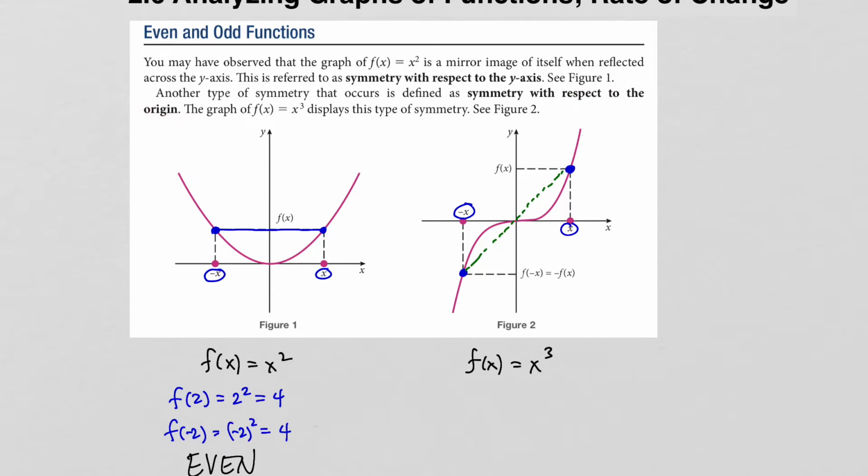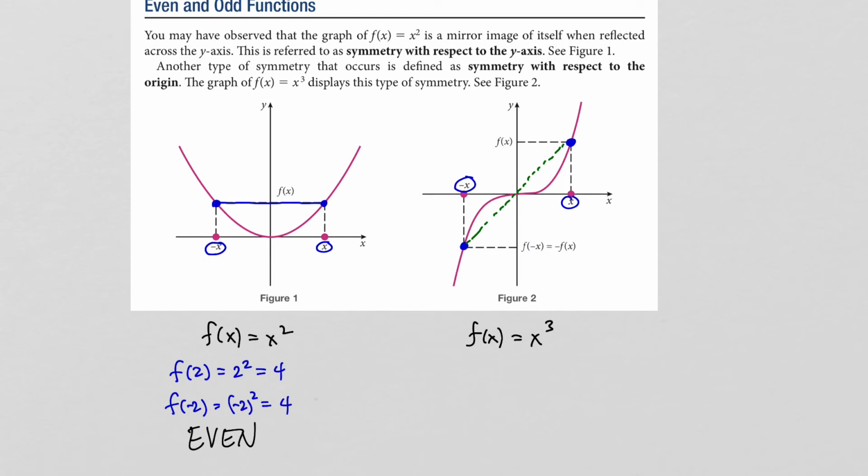So in this graph, we say that it has symmetry with respect to the origin. And to see an example of that, we could plug in the value of 2. So f of 2 for this function is 2 cubed, which is 8. And if you plug in negative 2, you get negative 2 cubed, and negative 2 to the third power is negative 8. So what you should see is that these values are opposites of each other, and that is why you have this symmetry through the origin. When this happens for all values of x, we say the function is odd.